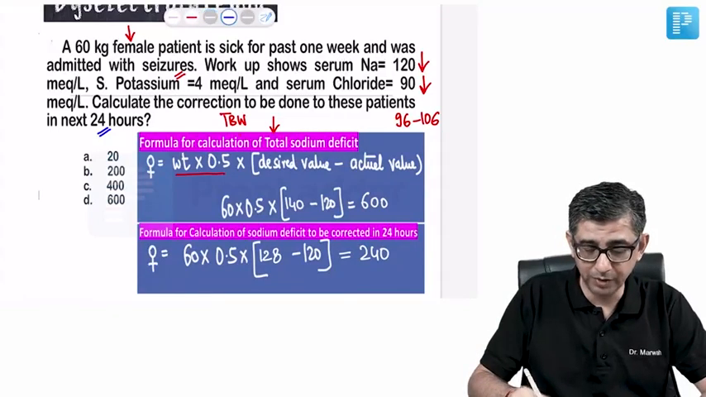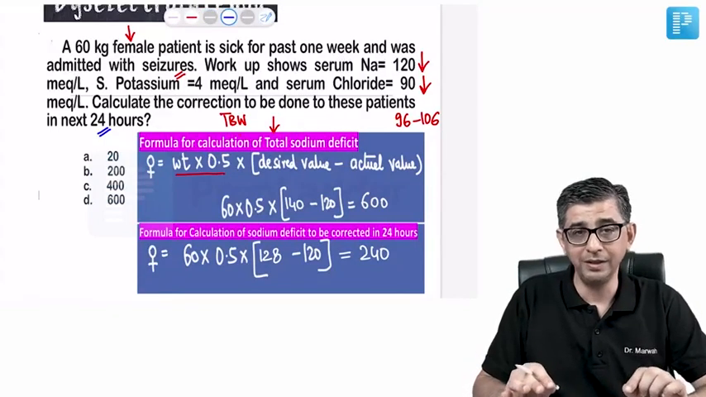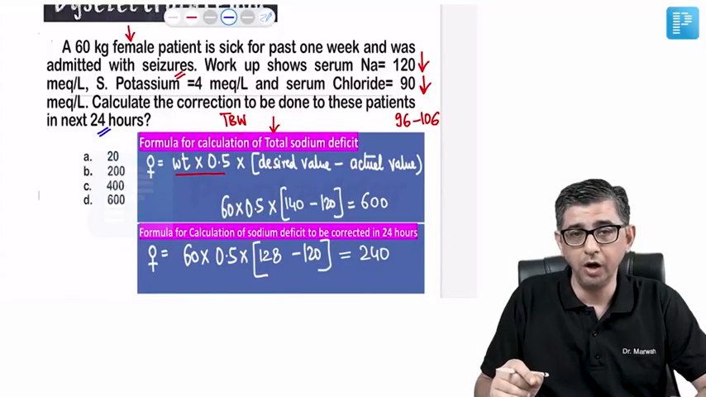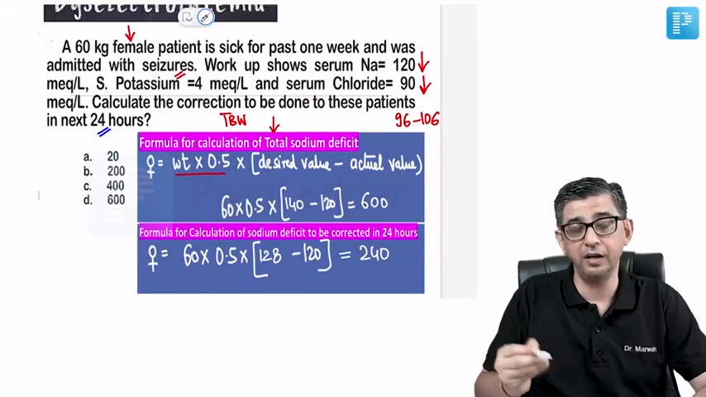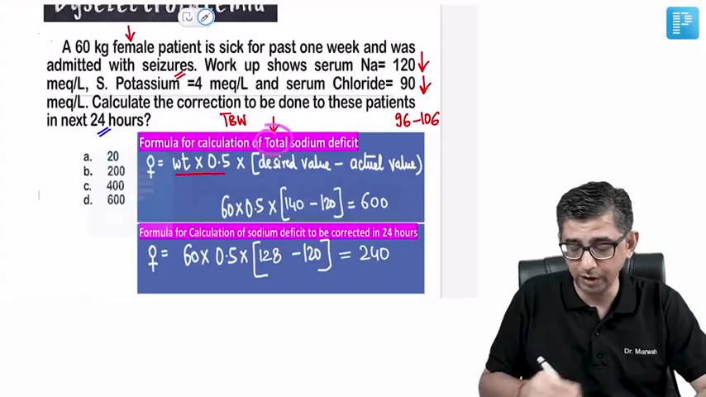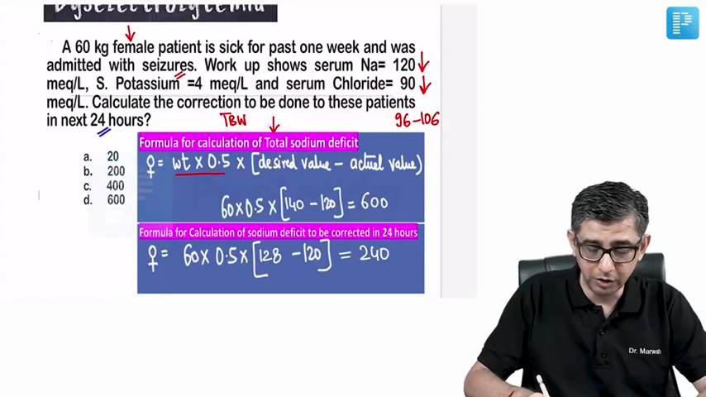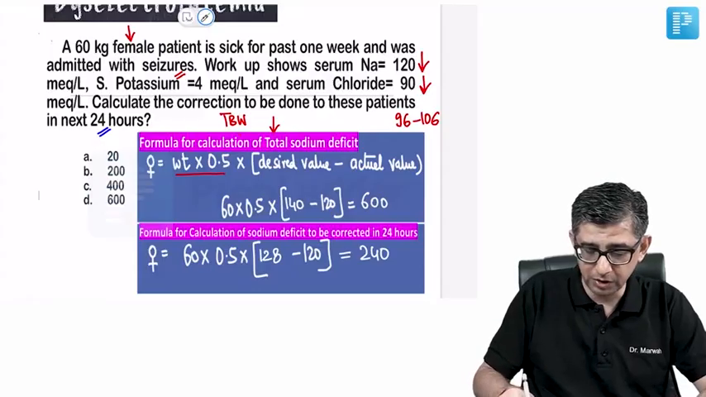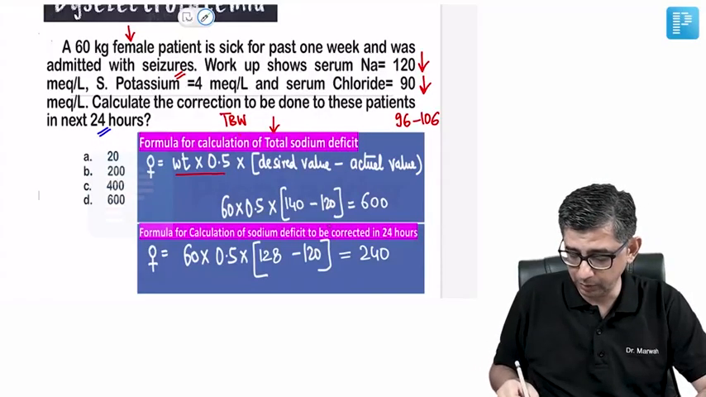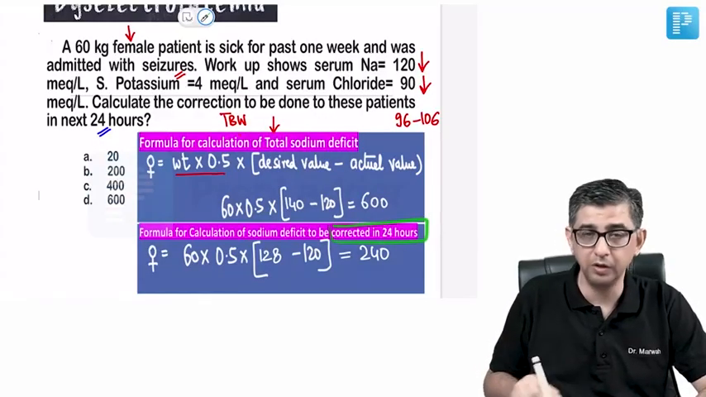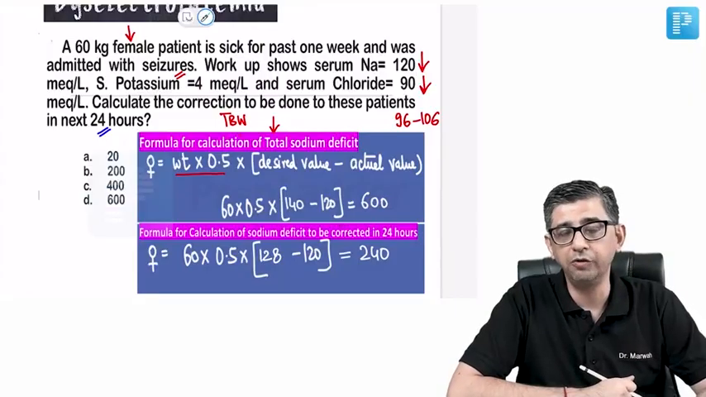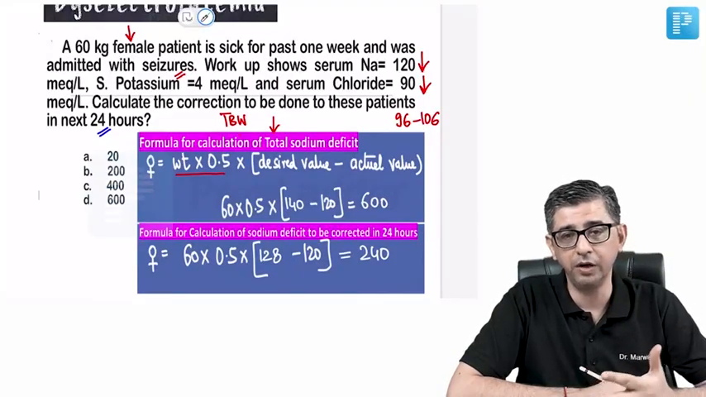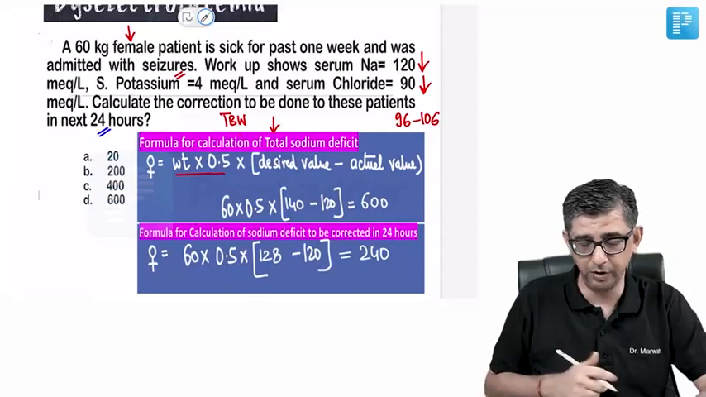So in this particular question, I would like to reiterate the statement that whenever you are asked for correction of hyponatremia, always have a look at whether they are asking you the total correction to be done, or instead of the total correction, they are asking how much correction is to be given to the patient in 24 hours. In the topmost part of the formula, I've written the formula for calculation of total sodium deficit, whereas inferiorly you can see I've written sodium deficit to be corrected in 24 hours.